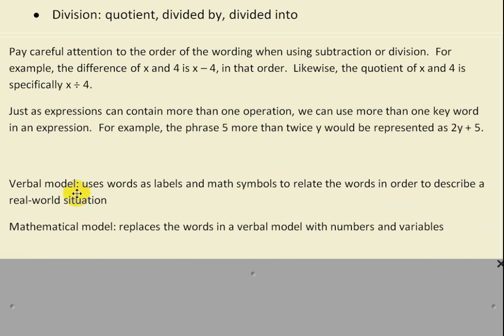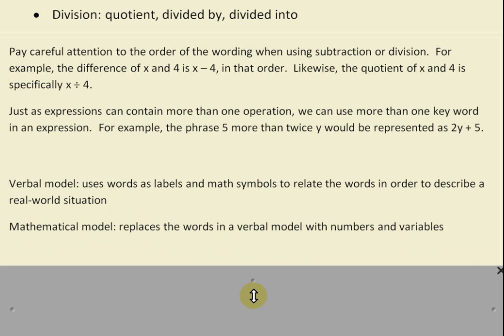So we have a couple different types of models here to work with. First of all, a verbal model will use words as labels, and then math symbols that relate the words in order to describe a real-world situation. And then a mathematical model, we're going to replace those words with numbers and variables.